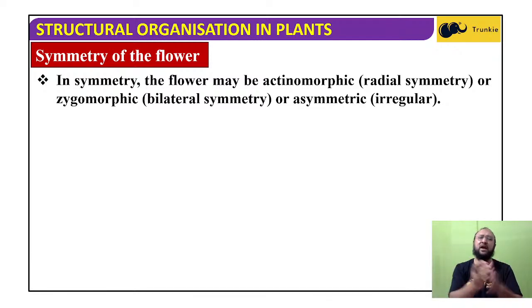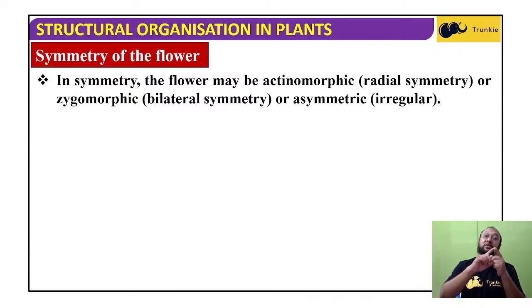If a flower cannot be divided into two identical and equal halves by cutting through one plane passing through the central axis, then it is asymmetrical. Try to understand this. When the flower cannot be divided into two identical and equal halves by cutting through any plane passing through the central axis, then it is called asymmetric.